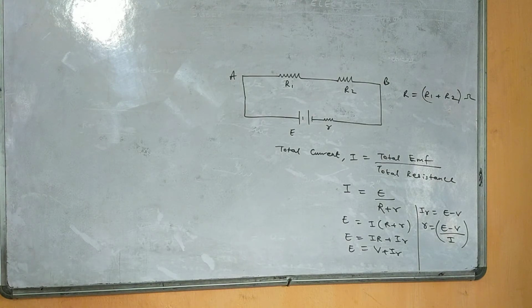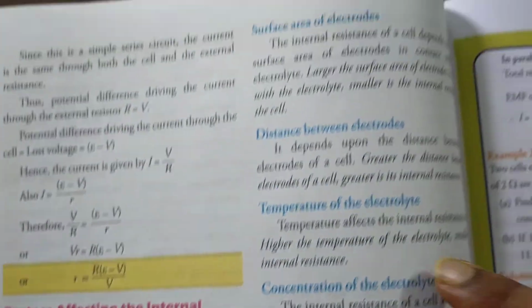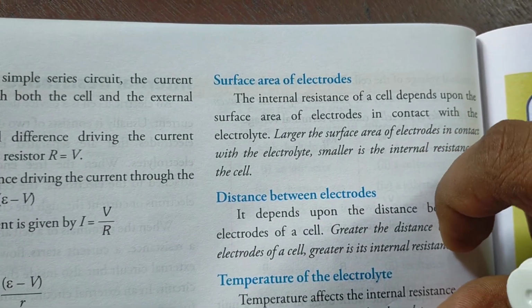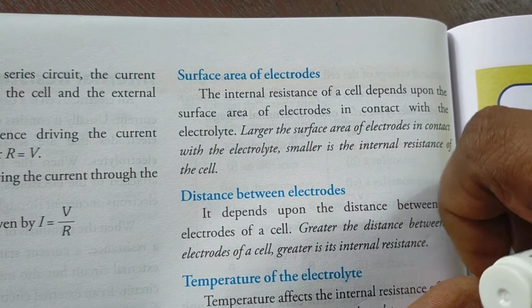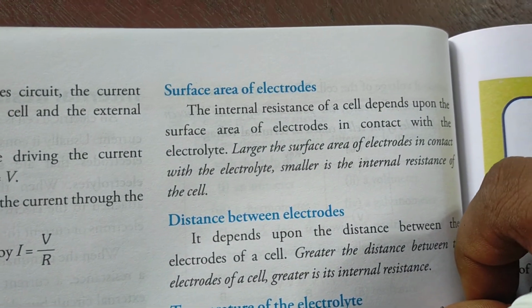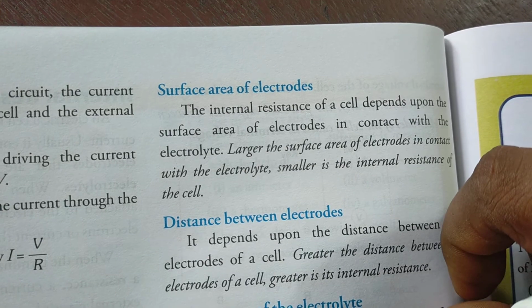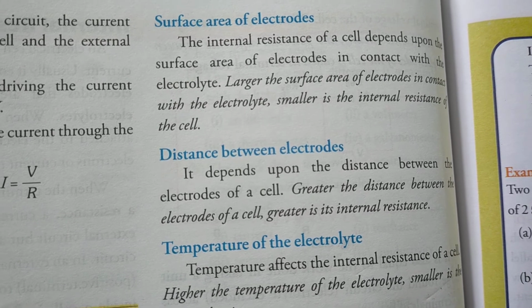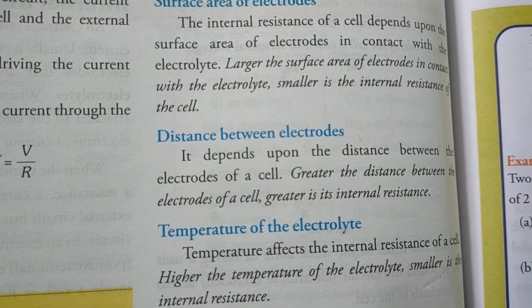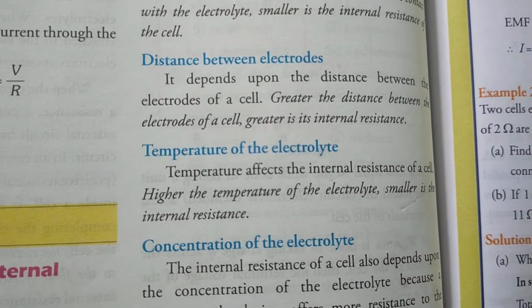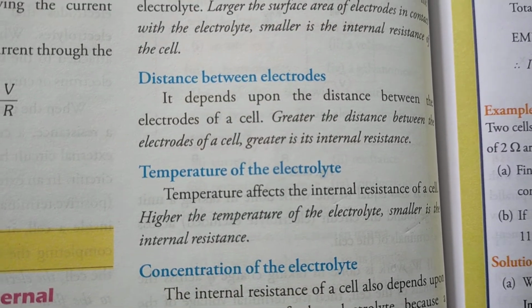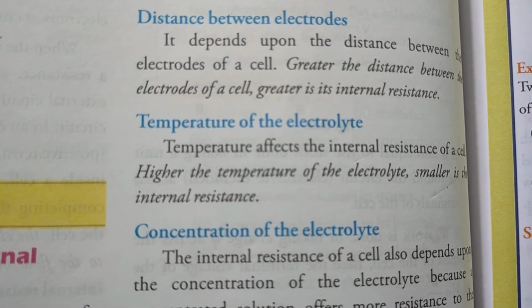There are certain factors which affect the internal resistance, we'll see now. Internal resistance depends first on the surface area of the electrode. If the plates of the cathode and anode used in that battery are very large, then the internal resistance will be less. If the distance between the cathode and anode is more, then internal resistance will also increase. It also depends upon temperature. The higher the temperature of the electrolyte, the smaller the internal resistance. That means if the temperature is increased, internal resistance decreases.